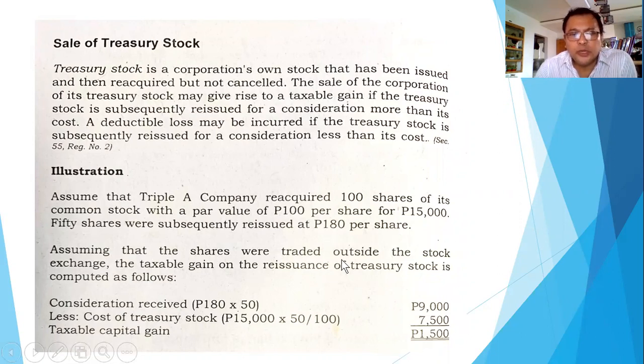So assuming that the shares were traded outside the stock exchange, the taxable gain on the reissuance of treasury shares or treasury stock is computed as follows. The consideration received is 180 per share times the number of shares, 50 shares, so it gives 9,000 pesos. So how much is the cost for 50? The cost of treasury stock is 15,000 pesos purchased at 150 pesos per share times 50. So that's 7,500, or 15,000 pesos times 50 over 100. So there is a taxable gain or capital gain of 1,500 pesos.